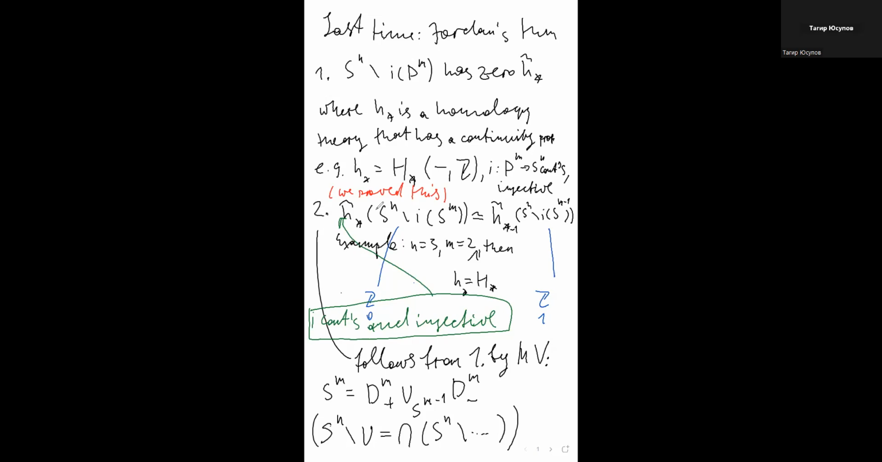From S naught to S1, we get reduced homology in degree 0, which is the same as in the previous case in degree 1. So the reduced homology in degree 0 is Z, and so the non-reduced homology in degree 0 is Z plus Z, which means we have two path components. Does this make sense? Yeah, I see now.